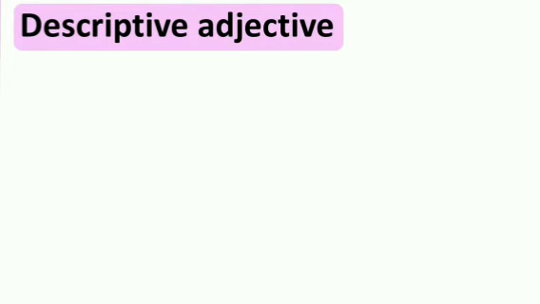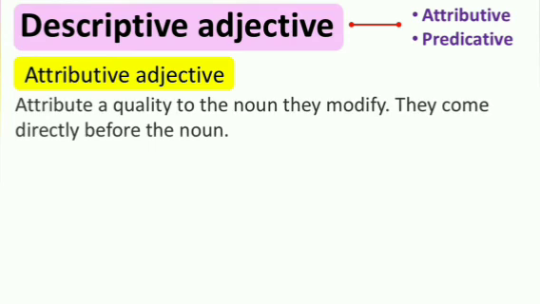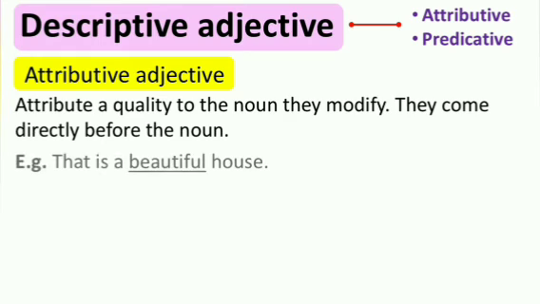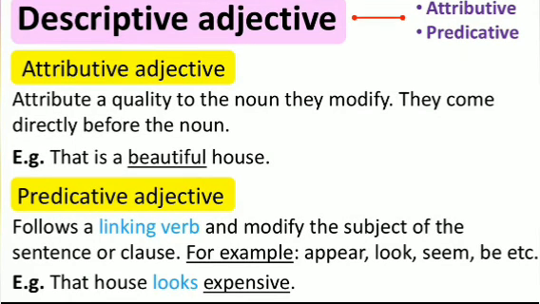Descriptive adjective. We can split this into attributive or predicative adjectives. Attributive adjectives attribute a quality to the noun they modify. They come directly before the noun. For example, that is a beautiful house. Predicative adjectives follow a linking verb.